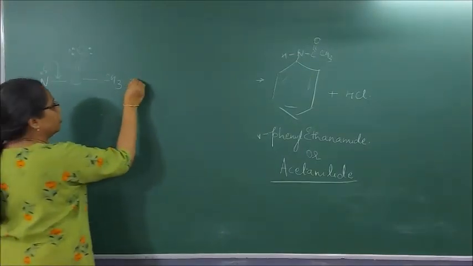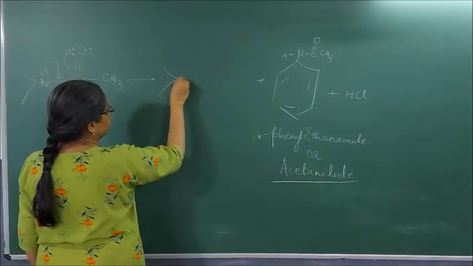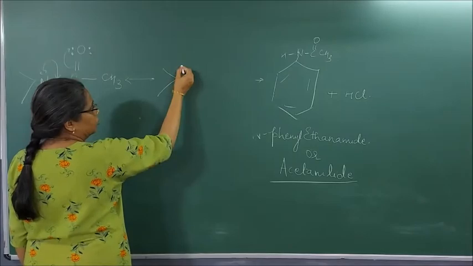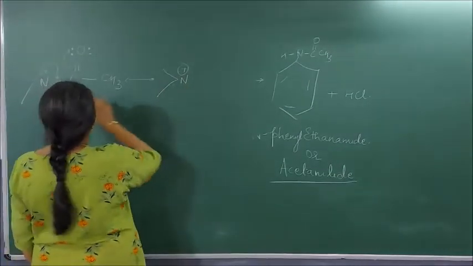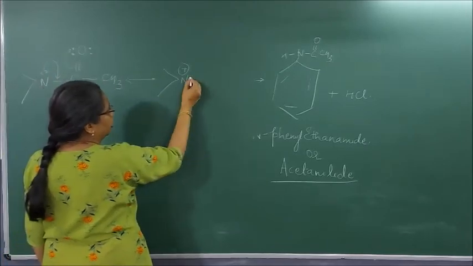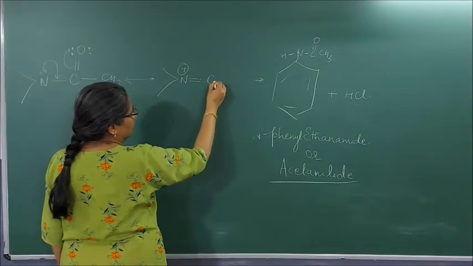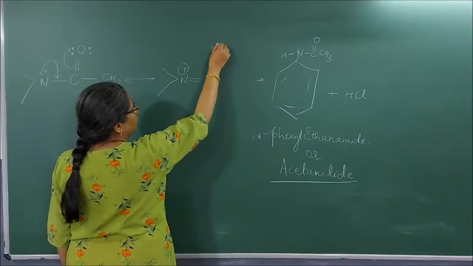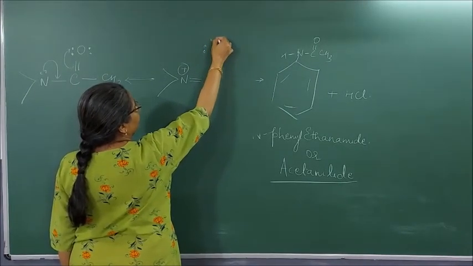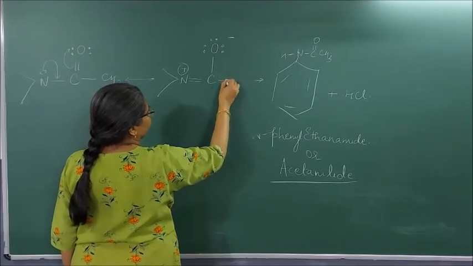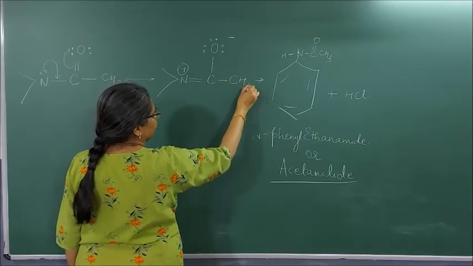So as a result of it, what you get here is, as N has lost its electrons, it becomes positively charged. The electrons will form a double bond, C, single bond, O. How many lone pairs now? 3 lone pairs and a negative charge and CH3.